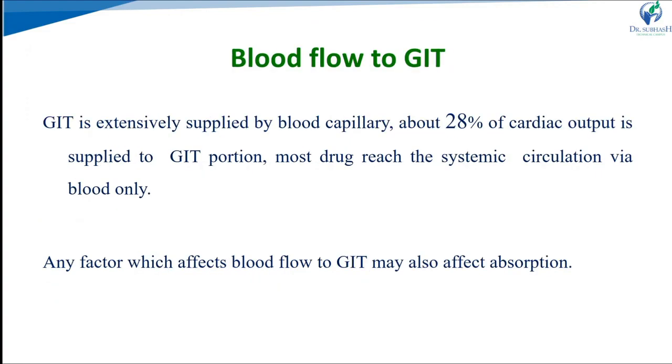Blood flow to the GI tract. The GI tract is extensively supplied by blood capillaries. About 28% of cardiac output is supplied to the GI tract. The higher the blood flow, the higher the rate of absorption and distribution. Most drugs reach the systemic circulation via blood only, so any factors which affect blood flow to the GI tract may also affect the absorption process.